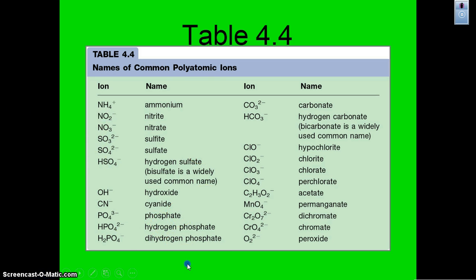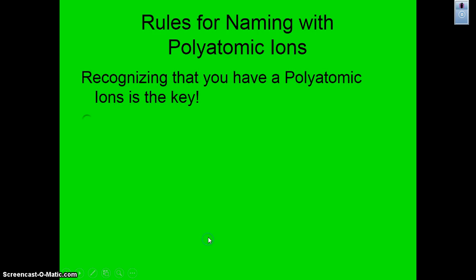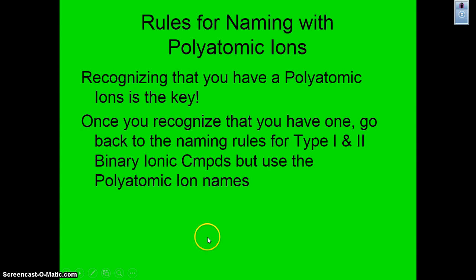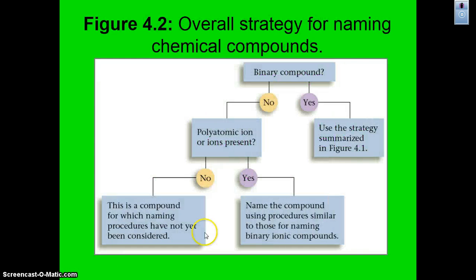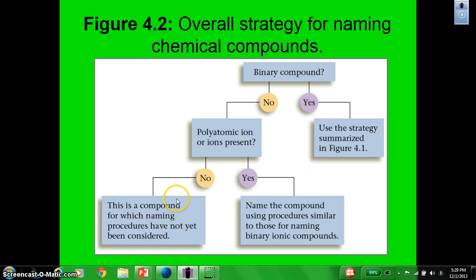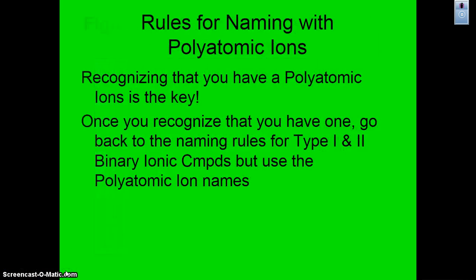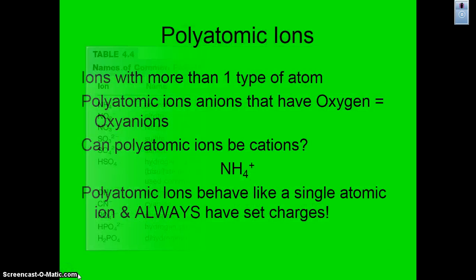So here's the rules. First of all, you have to recognize you have a polyatomic ion. That's the whole key to it. Once you recognize that, you have to go back to the type 1 and 2 naming rules. But we're going to use polyatomic ion names instead. Okay, so the best thing that we can do is do a few of these together and see if you can't kind of get the hang of it. To do that, I'm going to go back to the polyatomic ion chart that we had before.